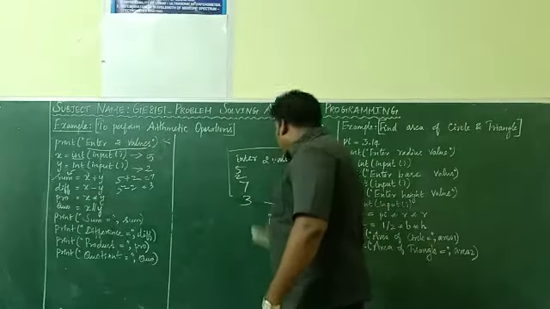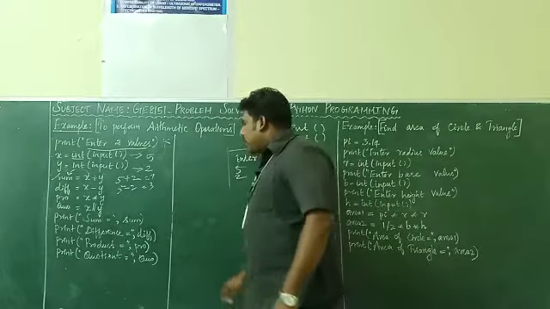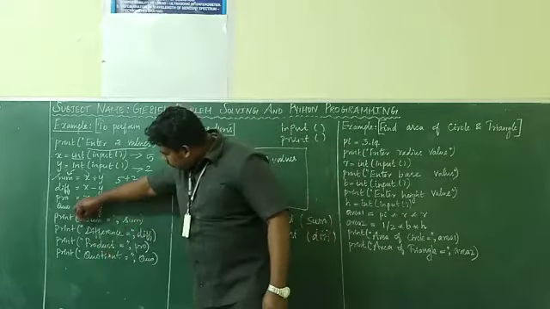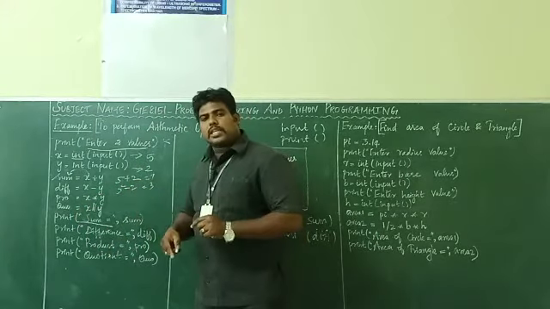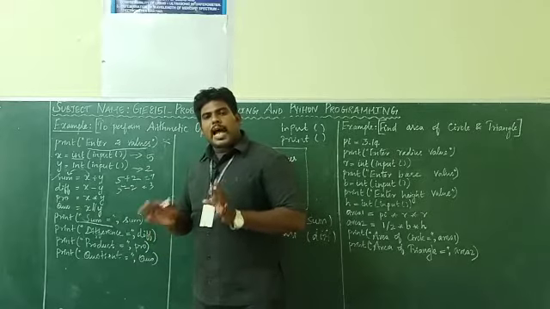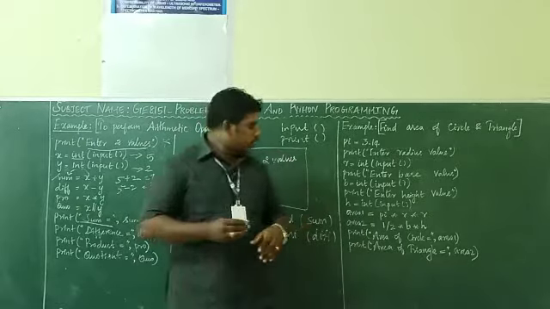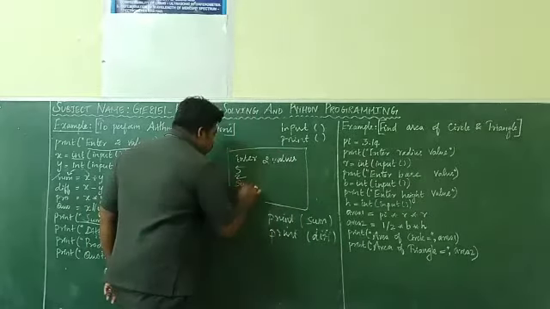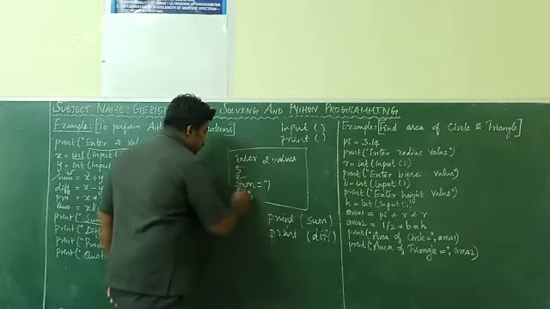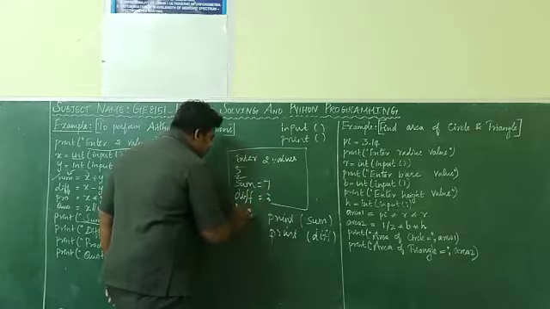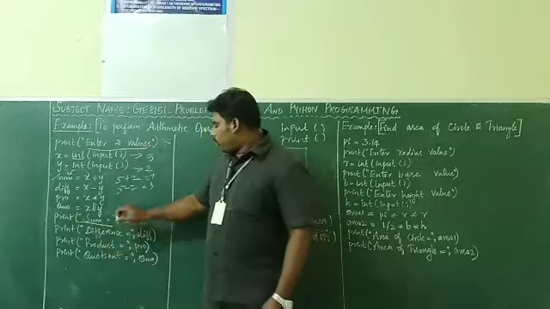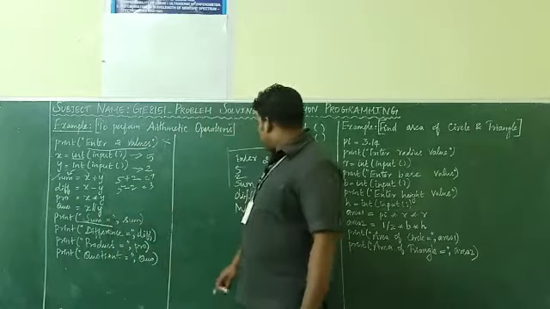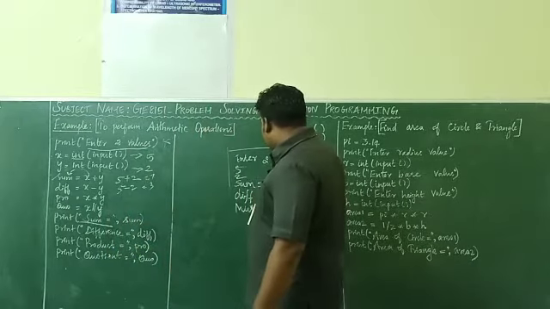To avoid that, we are printing here "sum equal to". See, these things are strings in double quotes. Whatever is present in the double quotes is displayed the same in your output. So sum equal to 7, then diff equal to 3, then multiplication equal to 10. Like that you will get the output. Okay, sorry, difference, then product.